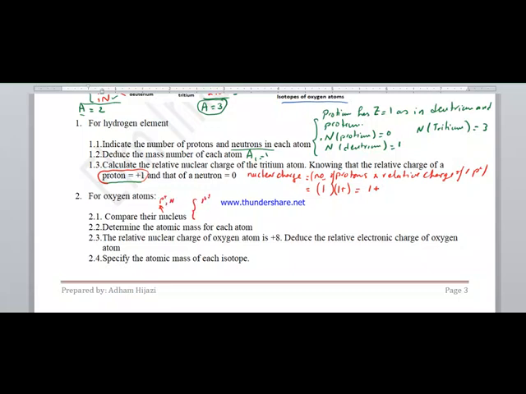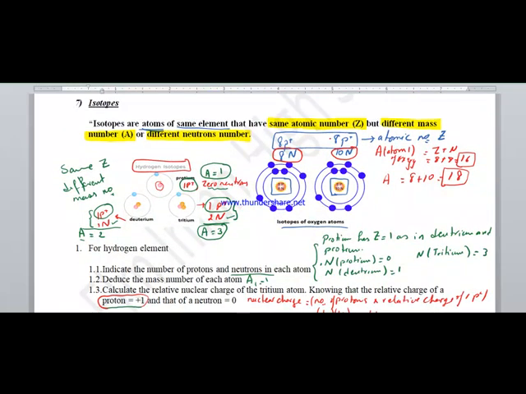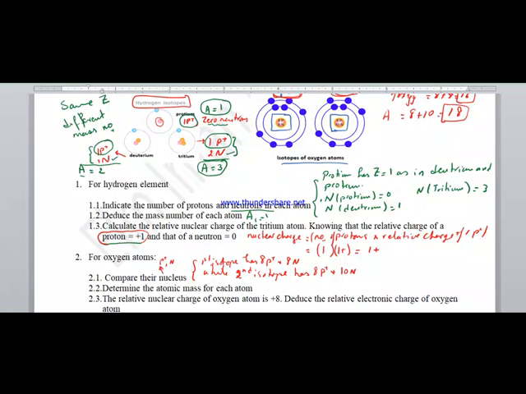According to the figure, the first isotope has 8 protons and 8 neutrons, while the second isotope, according to the figure, has 8 protons and 10 neutrons. So we have 8 protons and 8 neutrons for the first isotope, and 8 protons and then 10 neutrons for the second isotope.